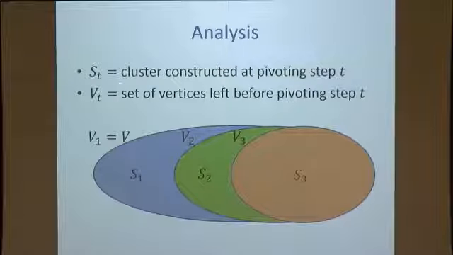All right, so for the analysis, let's break the execution of the algorithm into stages and look at one stage at a time. So remember that at every stage, we just construct one cluster. And we start with a set of vertices V. There are two things to keep track of. S_t is the cluster constructed at step t, and V_t is the set of vertices which were still not processed when we started step t. So V_1 is exactly all vertices, S_1 is the first cluster, V_2 is what is left after the first cluster, and so on. So it is important to keep track of these two notions, S_t and V_t, for the rest.